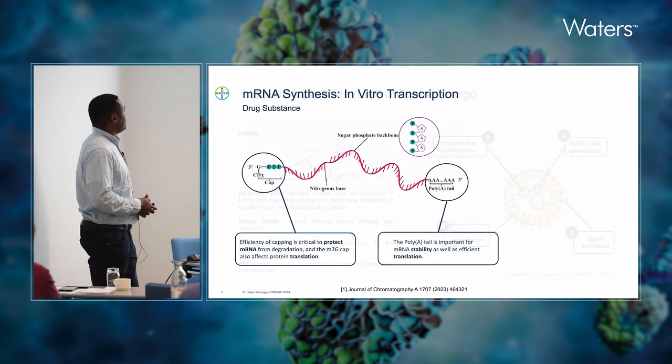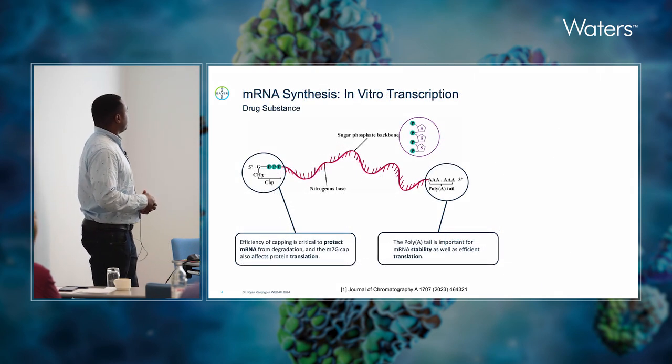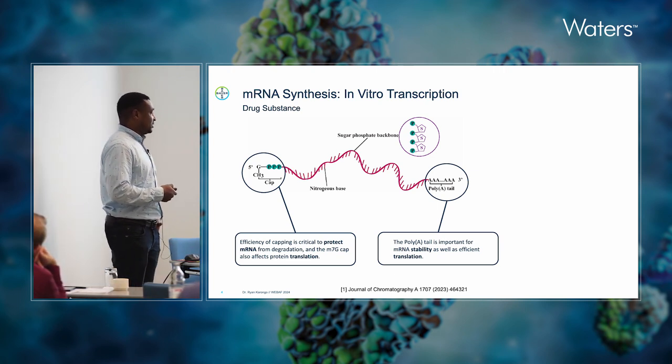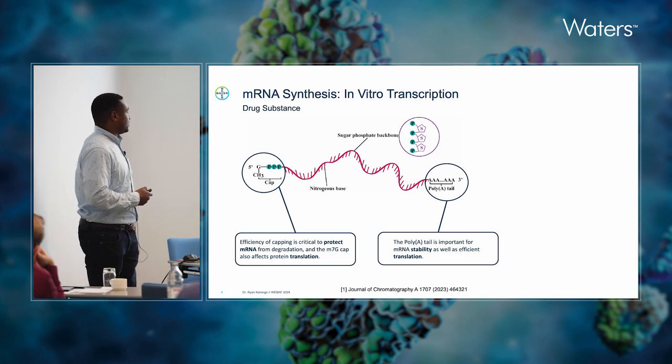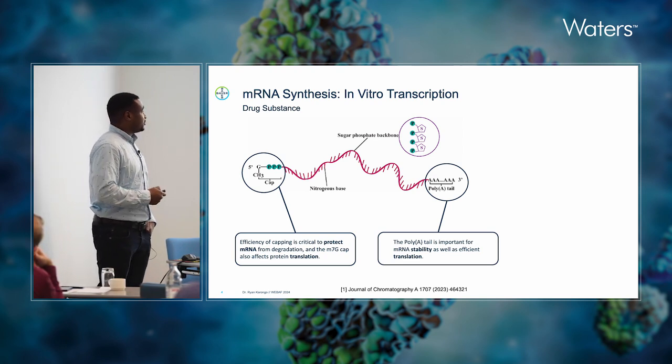So let's look at the mRNA structure. It contains, as we had seen before, a cap to protect it from degradation, and it also contains a poly-A tail, which is important for the stability. And both influence the translation efficiency.